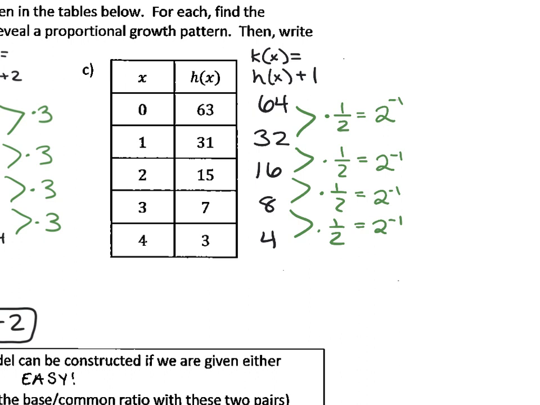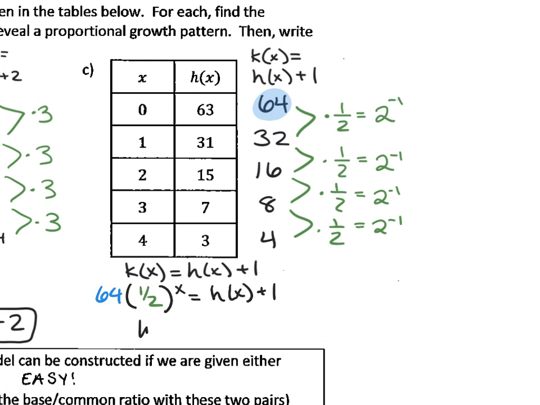Okay, following the steps we did before, we would say that we know that k of x is equal to h of x plus 1, and k of x is written with an initial value of 64. So that would be 64 times the common ratio of 1/2, all of that raised to the x power. We quick solve for h. We'd have h of x equal to 64 times 1/2 raised to the x power minus 1.